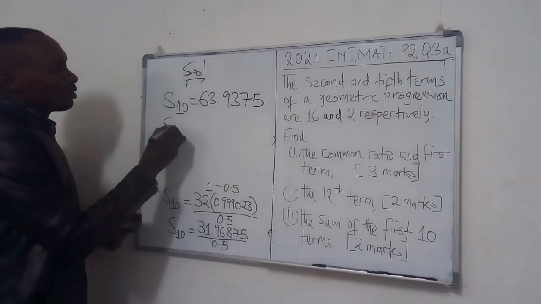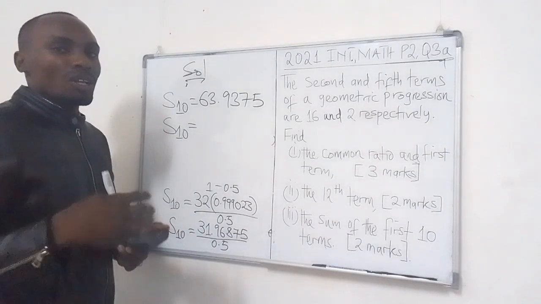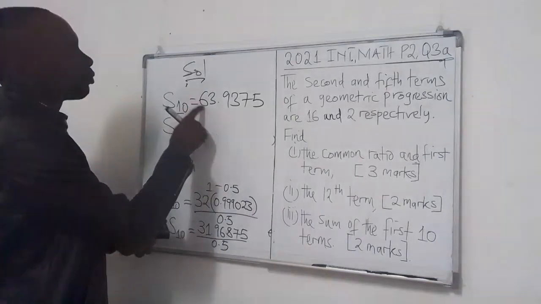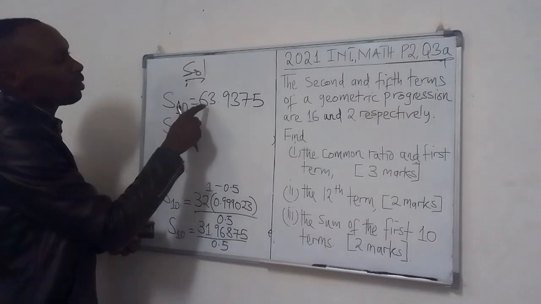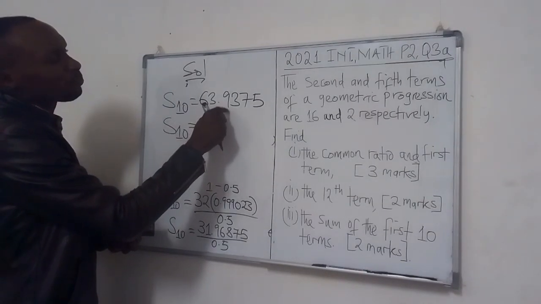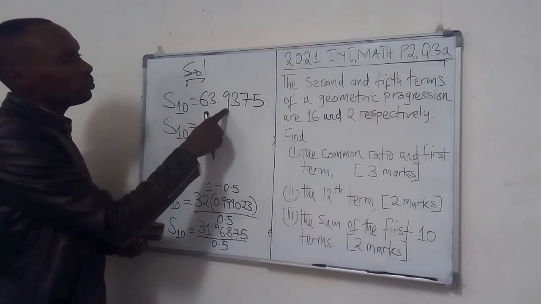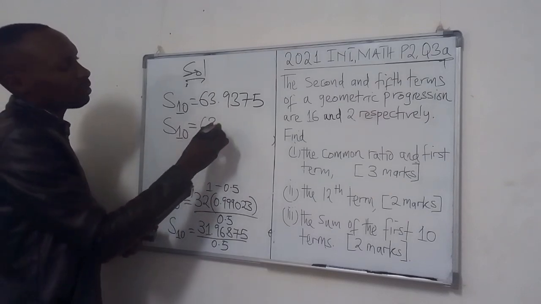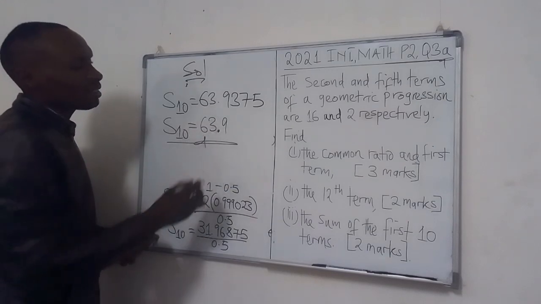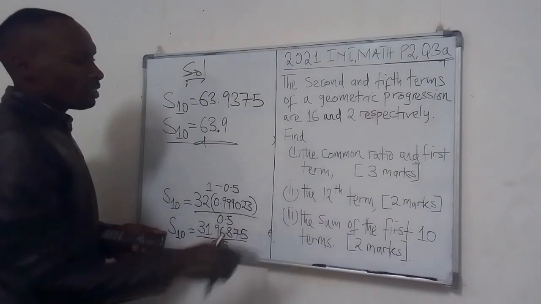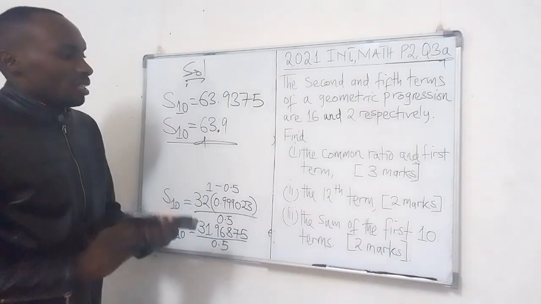Now the instruction when we get a decimal number is that we leave our answer correct to 3 significant figures, and here we've got 1, 2, 3, 4, 5, 6 significant figures. So we want 1, 2, 3. Dropping off the 3, we'll add a 1 to... the digit before it rounds to 63.9. So the sum of the first 10 terms is 63.9. That's what we get for this part.